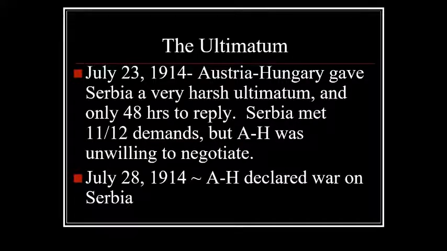All right, now, so getting into how everything is really getting started, just to help fill in the blanks of the bar fight story. We have an ultimatum that Austria-Hungary gives Serbia, and it's a very harsh one, and they only have 2 days to reply. Now, there are 12 demands, and Serbia meets 11 out of the 12, and Austria-Hungary is not willing to negotiate at all. It's like, hey, you didn't do all 12 things? You're in for it now. We declare war. So, 5 days later, Austria-Hungary declares war on Serbia.